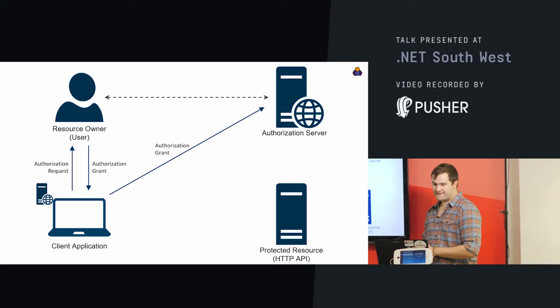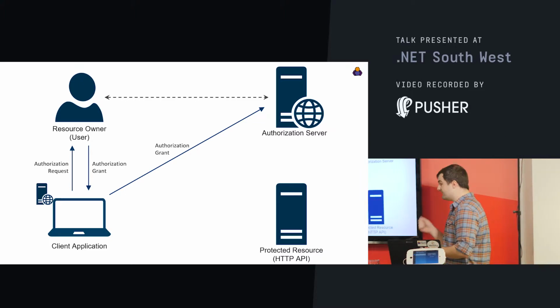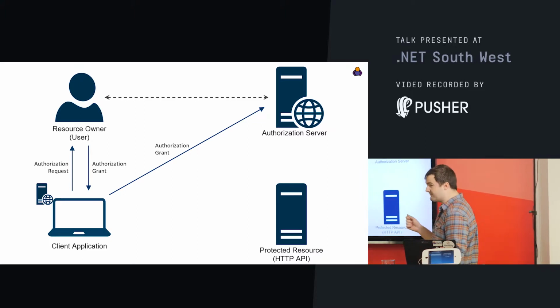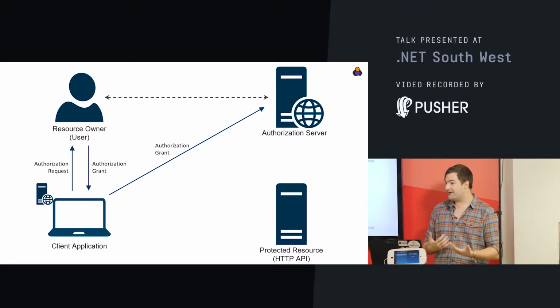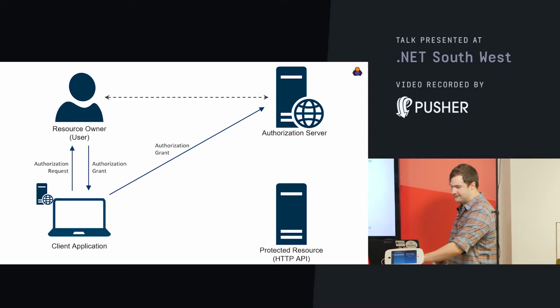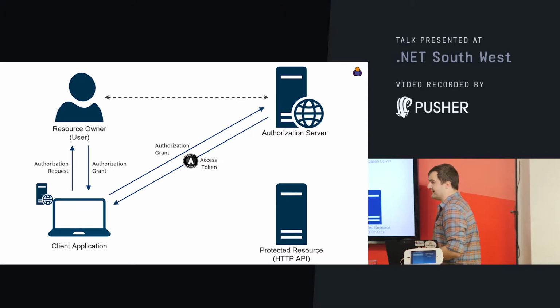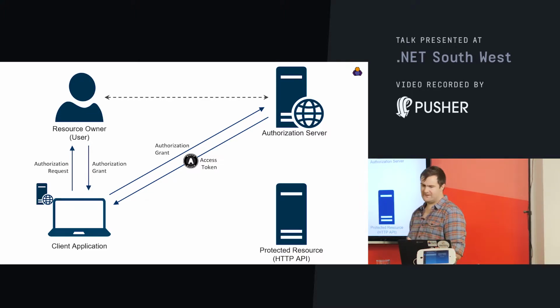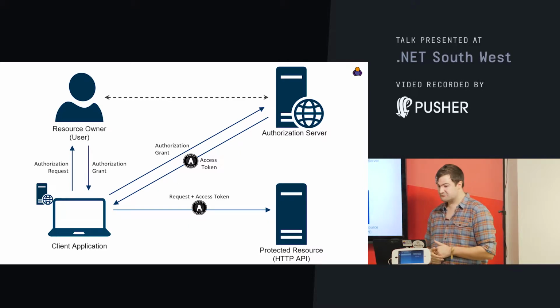What then happens is that the client application goes up to the authorization server and says, right, the user gave their permission for me to do this. I have a little ticket here. Here are my credentials, so here's proof that I'm allowed to actually do what I'm asking as well. And if everything checks out, the client application gets back an access token.